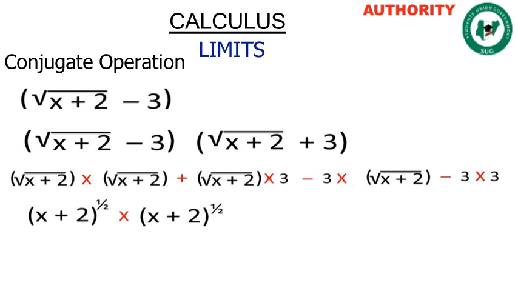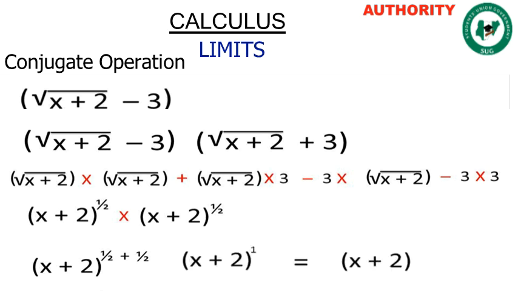In doing so, we're going to have x plus 2 raised to power 1 over 2 plus 1 over 2. So 1 over 2 plus 1 over 2, the same as saying half plus half, is equal to what? 1. Then we'll have x plus 2 in bracket raised to power 1, which is the same as x plus 2. Okay, now let's go again.